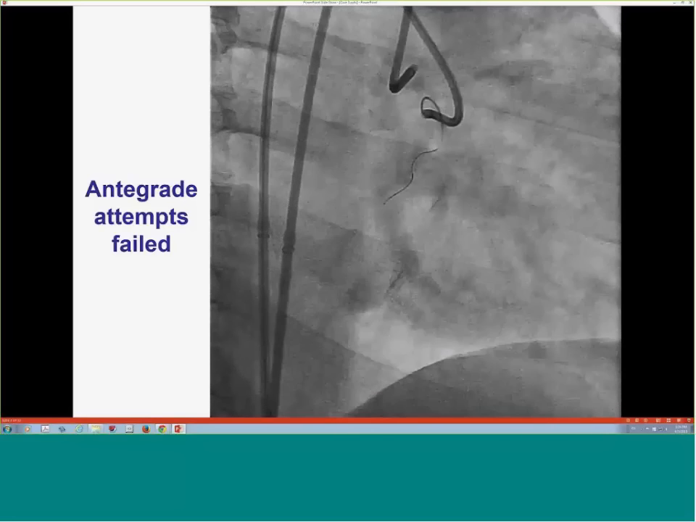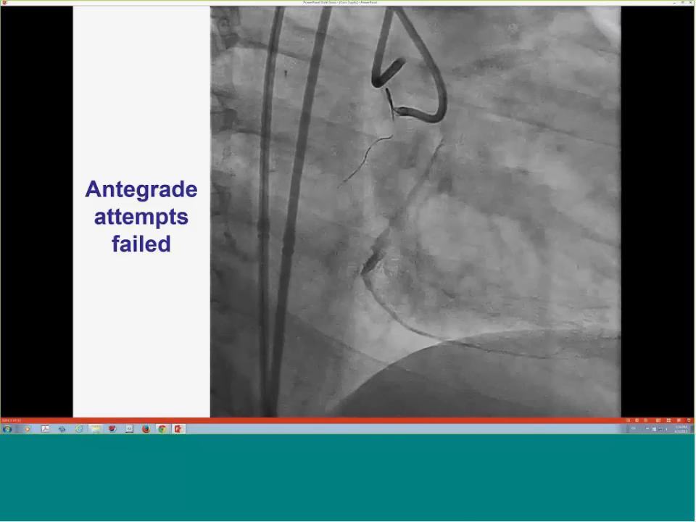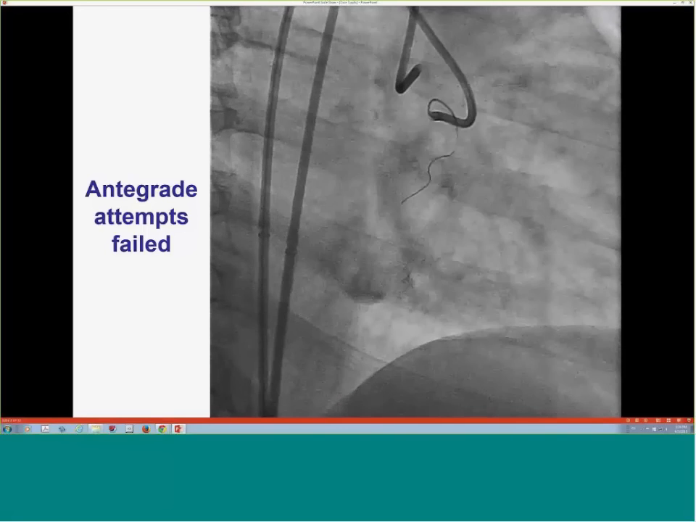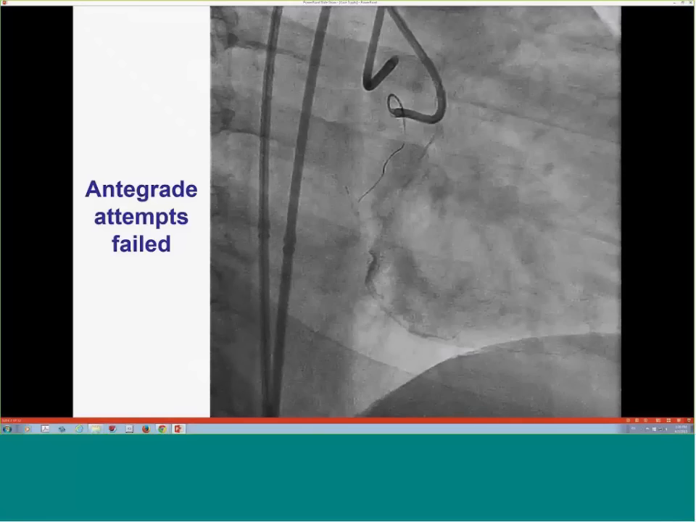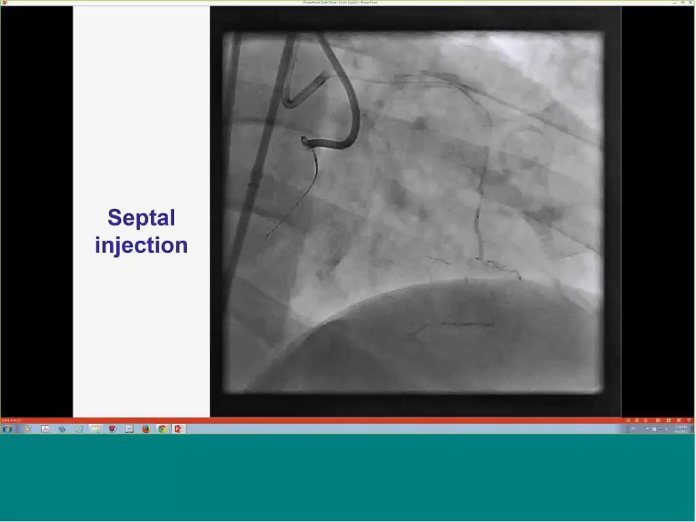And if it doesn't work, you didn't lose anything, number one. And number two, even if you go retrograde, you're going to have a subintimal wire antegrade because you're going to use it for your reverse CART procedure in the end. So nothing lost, and if anything, you may have a little more efficiency on this. So same things as before, we try to go retrograde.